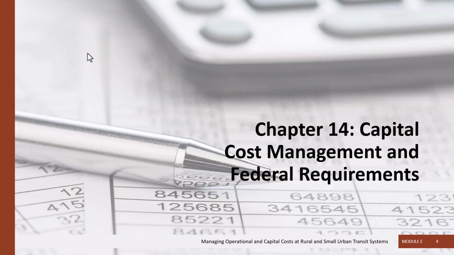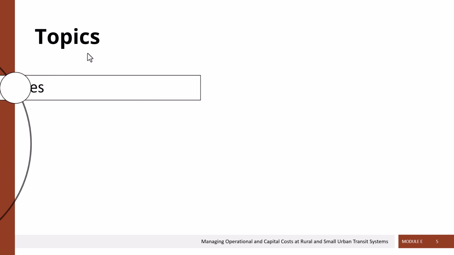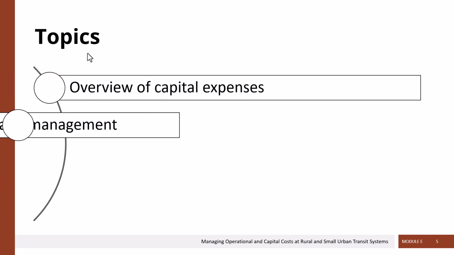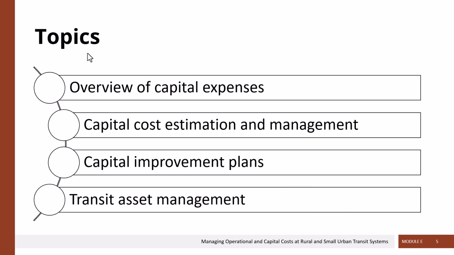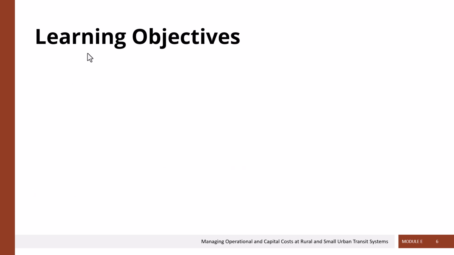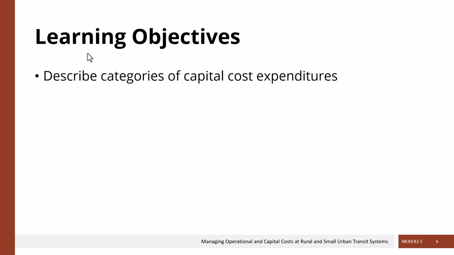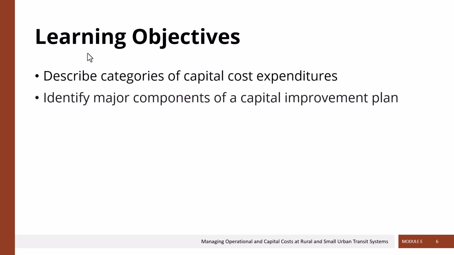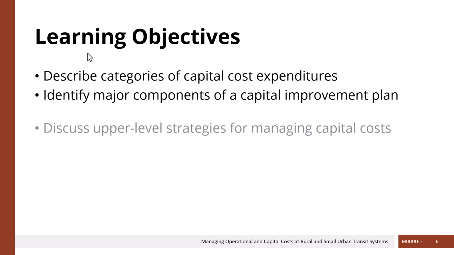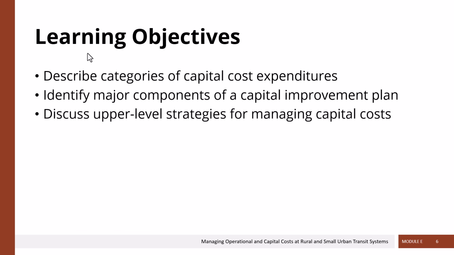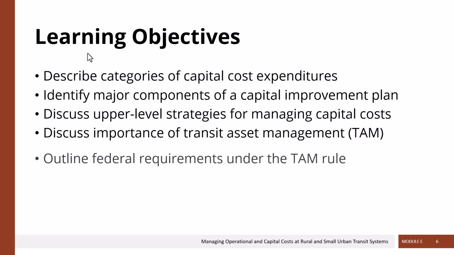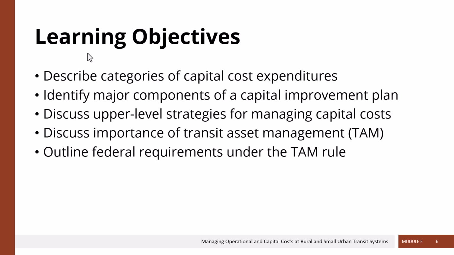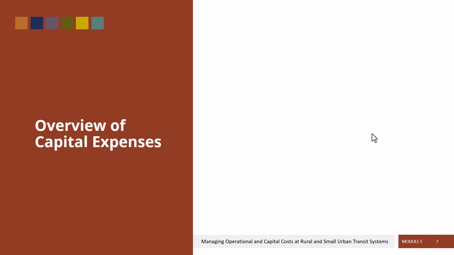Okay, let's get started. Chapter 14 covers these topics: an overview of capital expenses, capital cost estimation and management, capital improvement plans, and transit asset management. By the end of this video, you should be able to describe categories of capital cost expenditures, identify major components of a capital improvement plan, discuss upper-level strategies for managing capital costs, discuss the importance of transit asset management, or TAM, and outline federal requirements under the TAM rule. We'll start by discussing an overview of the different types of capital expenses.